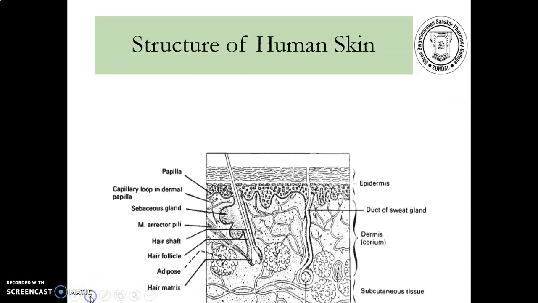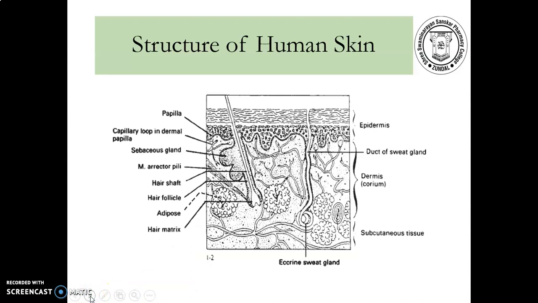Here we see the structure of human skin. Basically, there are three layers: epidermis, dermis, and subcutaneous tissues. The drug applied on the skin passes through these layers and goes into the systemic circulation.